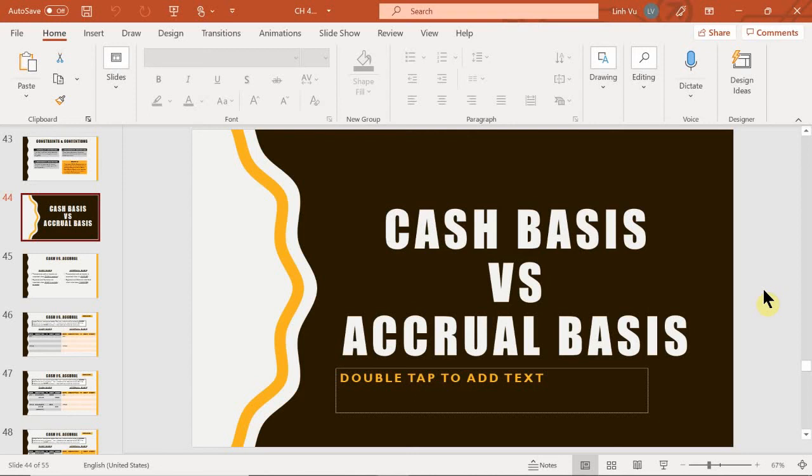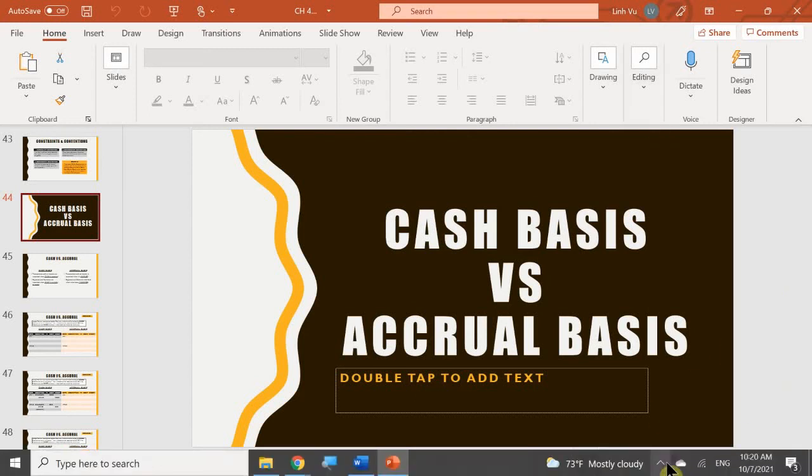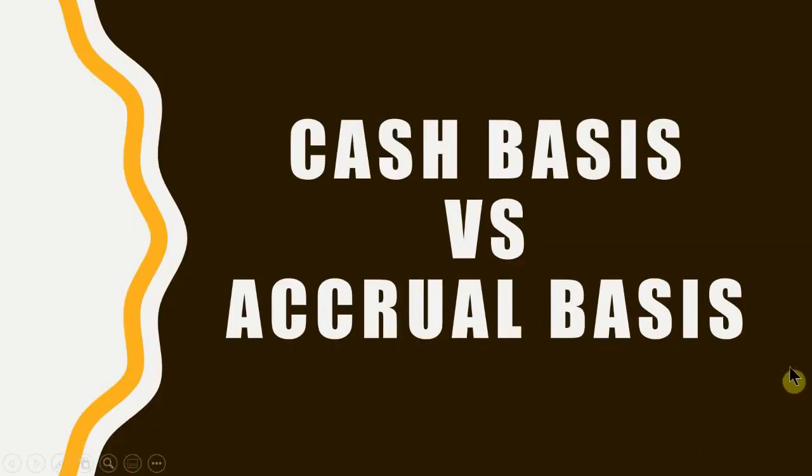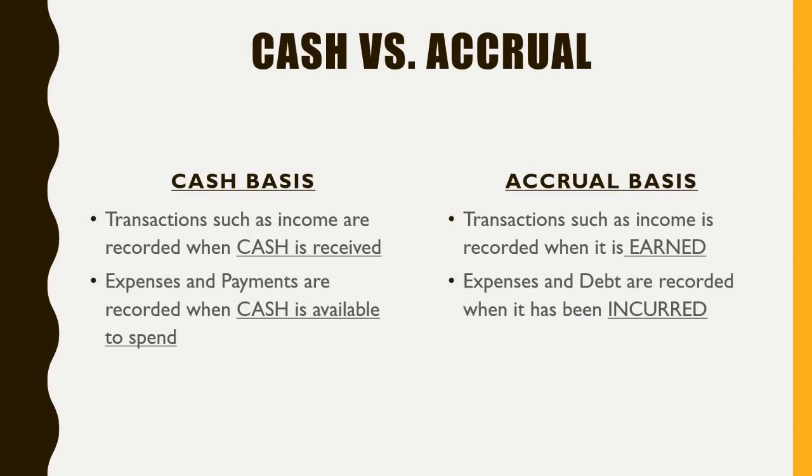All right, so let's go ahead and finish up chapter 4 once again. So this is where we last left off, right? I just went over the accounting principles, right? So now we're going to talk about what a cash basis versus an accrual basis kind of business does, okay?